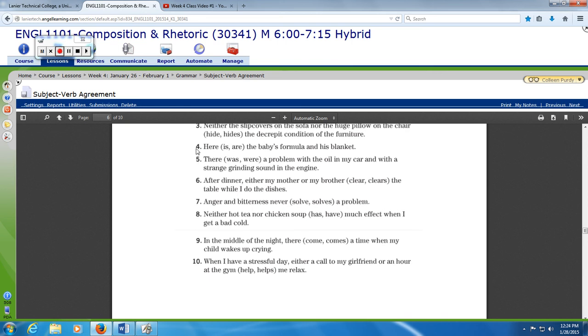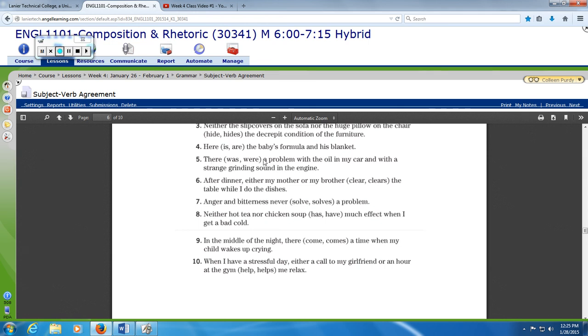Oh, here's a here are, here is, are, there was, were. All right. Remember, when you've got these words, they displace the subject. So the subject here is baby's formula and, we know we have two of them because we have a conjunction, right? And blanket. These are both compound because you've got and, they're joined together. It means two of them. This is plural, so we have to have a plural verb. So here are the baby's formula and his blanket.